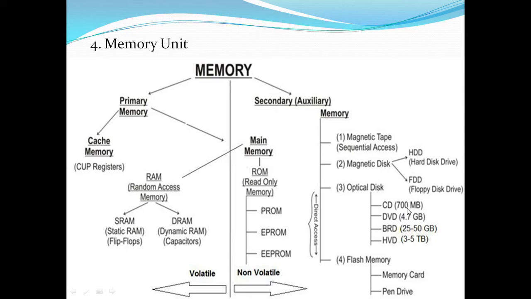Third are the optical discs, which consist of CDs, DVDs, BRDs, that is Blu-ray disc, and HVDs. CDs have a capacity of 700 MB, DVDs 4.7 GB, BRDs Blu-ray disc 25 to 50 GB, and HVDs 3 to 5 TB. Now basically BRDs and HVDs are common in the market, but CDs and DVDs are hardly used.